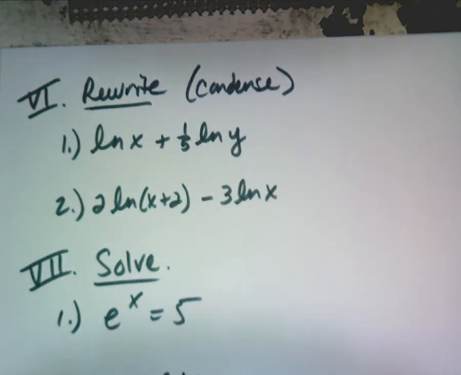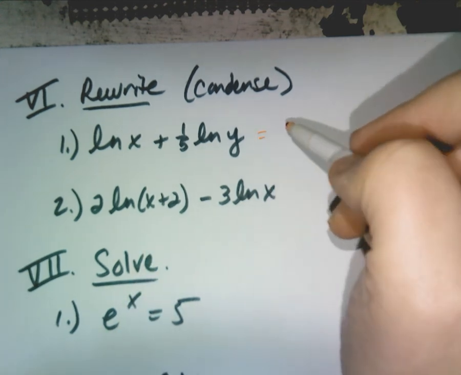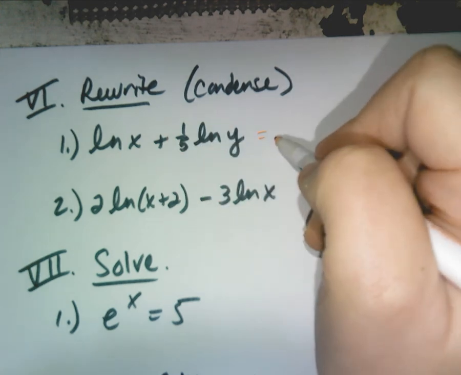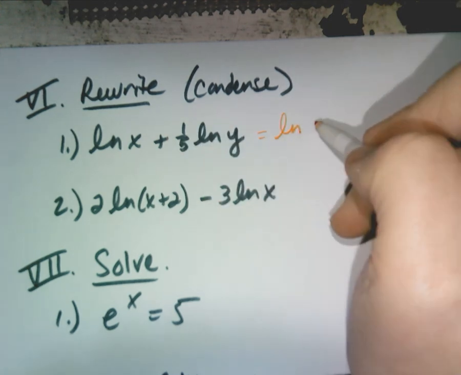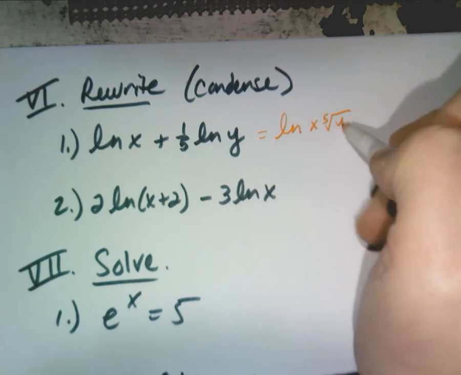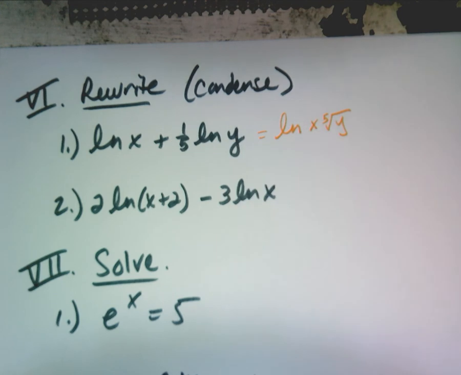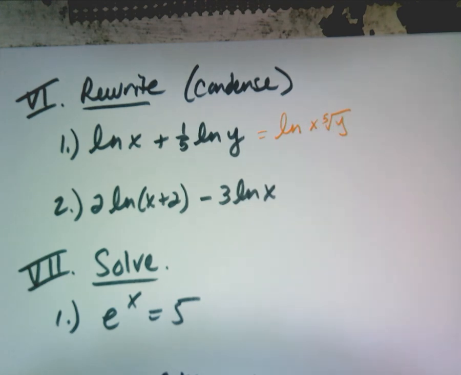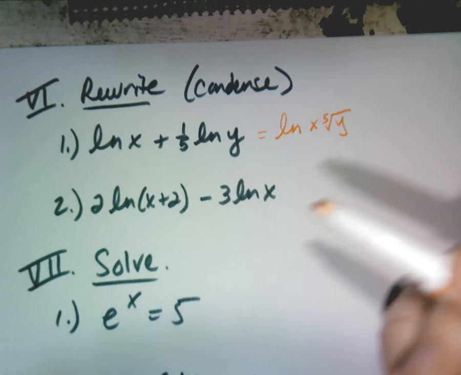Let's rewrite this. Let's condense it, meaning I just want one ln. So what do you think that would be? X over, is that 5? That's a plus 1/5. Fifth root of y. Yes, it's x times the 5th root of y. That's what that means. Or if you had written xy to the 1/5, I probably still would give you credit for it, but that's what that means, okay?